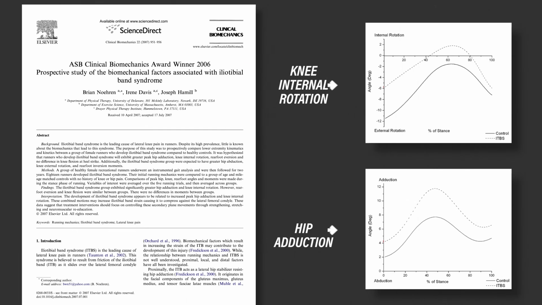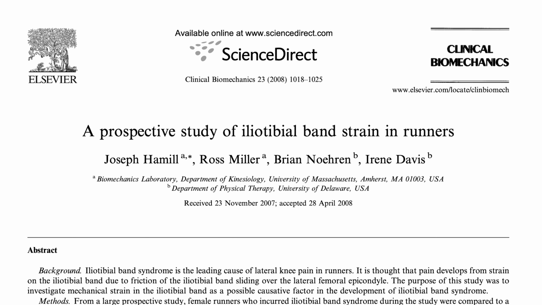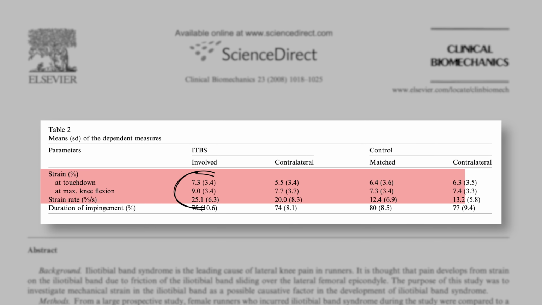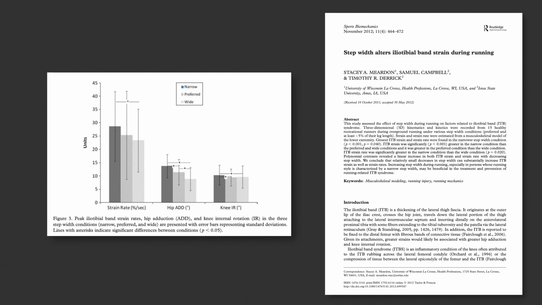Prospective research by Noren et al. in 2007 found that female runners who developed IT band-related pain exhibited significantly greater hip adduction and knee internal rotation during the stance phase of gait. A follow-up study by Hamel et al. in 2008 reported that the strain and strain rate of the IT band in the involved limbs were greater than those of the uninvolved limbs and controls, with strain rate being statistically significant. Another study by Meerden et al. in 2012 found that running with a narrow step width increases IT band strain and strain rate.